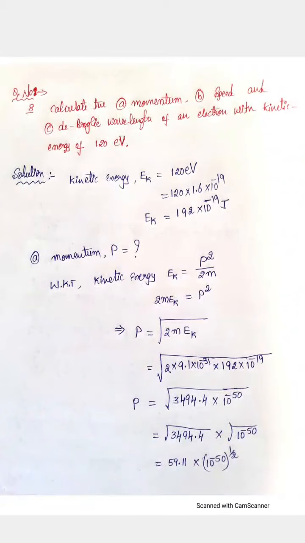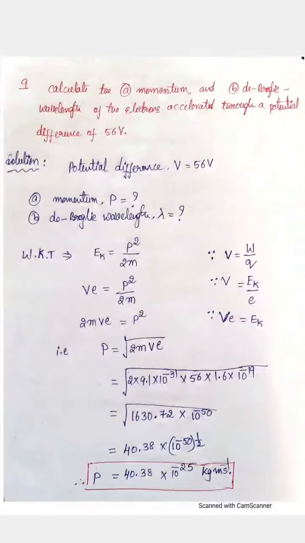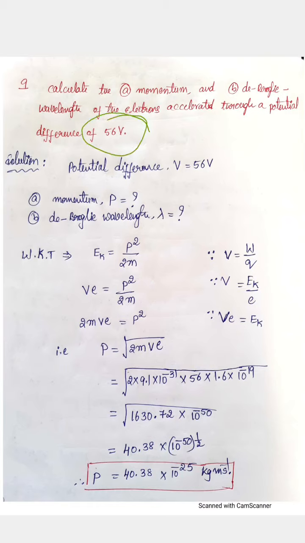Here what have they given? They have given the kinetic energy. But in this question, what have they given? Potential difference. That is the difference between question number 8 and question number 9. So we have to follow the same method only, but in that question they gave the kinetic energy, and in this question they have given the potential difference. Now first we have to calculate the momentum. Next we have to calculate the de Broglie wavelength.